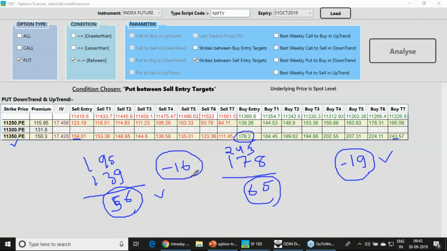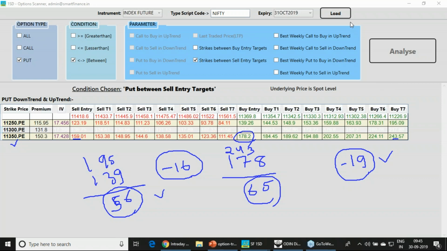Is it possible to form an option strategy out of that? Can anyone tell me? The downtrend breakout has been given, perfectly right. We can buy the 11,350 put and sell the 11,250 put.